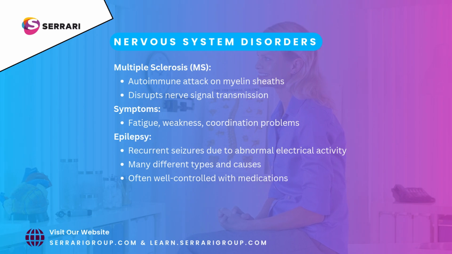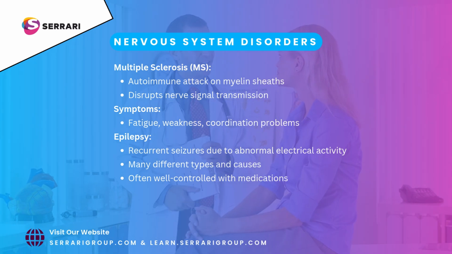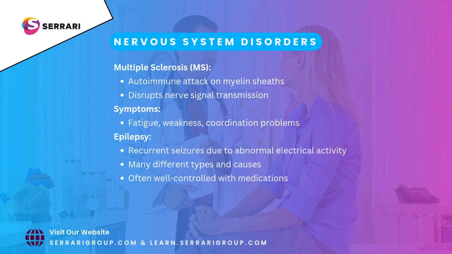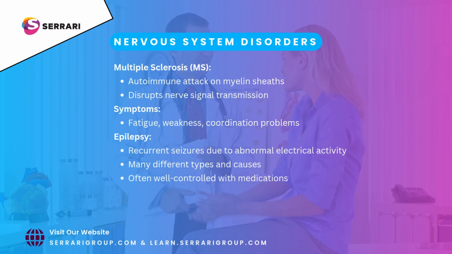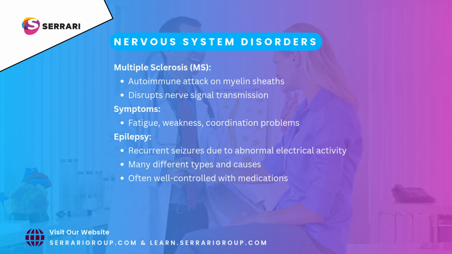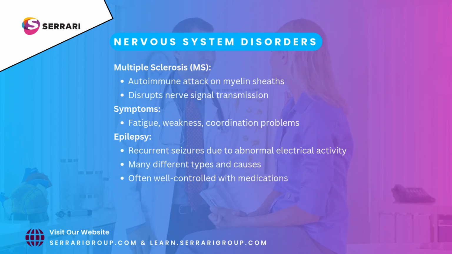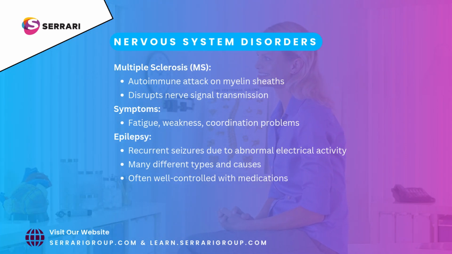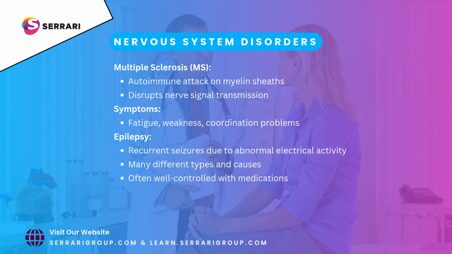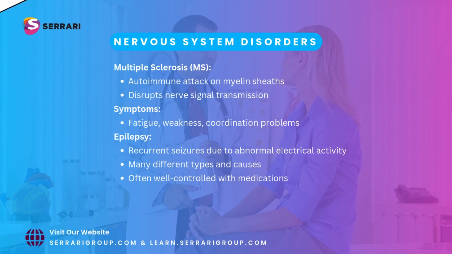Multiple sclerosis, MS. An autoimmune attack on myelin sheaths. It disrupts nerve signal transmission. Symptoms: fatigue, weakness, coordination problems. Epilepsy. Recurrent seizures due to abnormal electrical activity. There are many different types and causes, and it is often well controlled with medications.